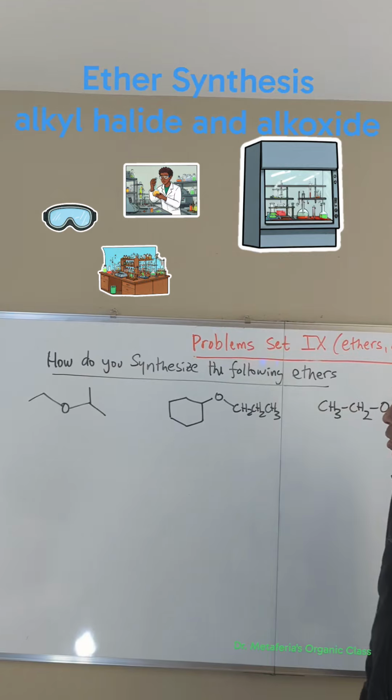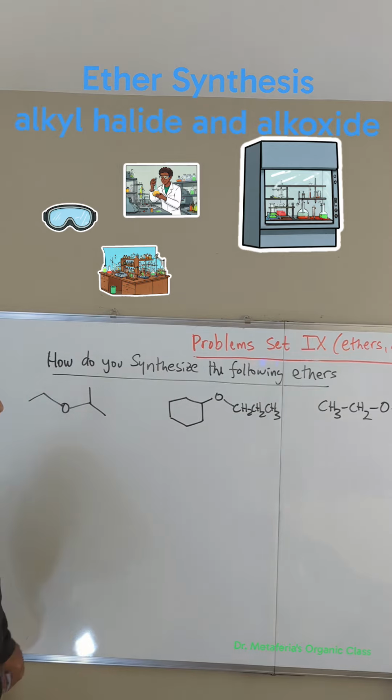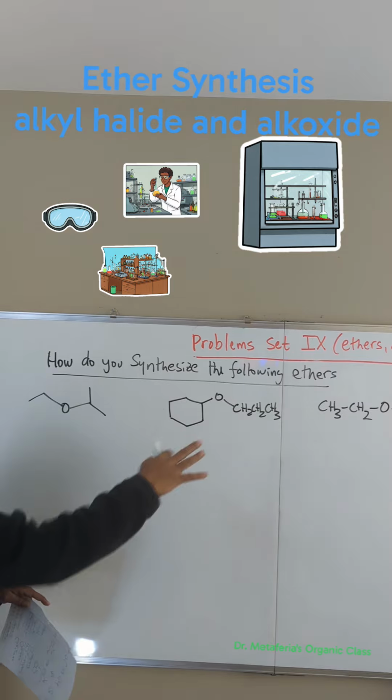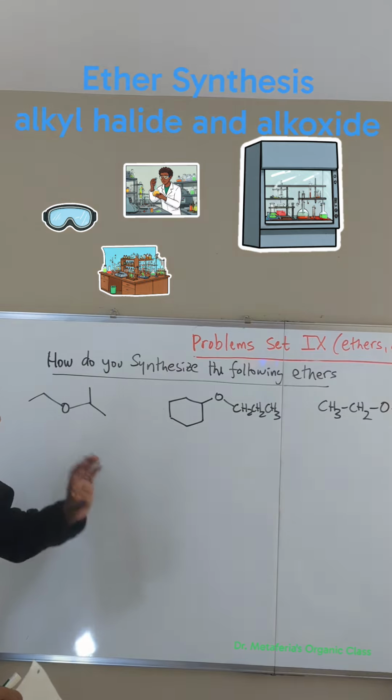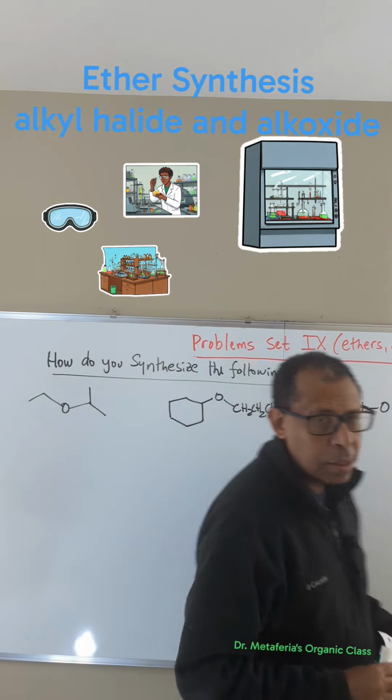Let's go ahead and try to solve this problem. The problem here is there are three different ethers, and the question is give two counterparts how you would synthesize these ethers. As you know, ethers are synthesized by Williamson ether synthesis.